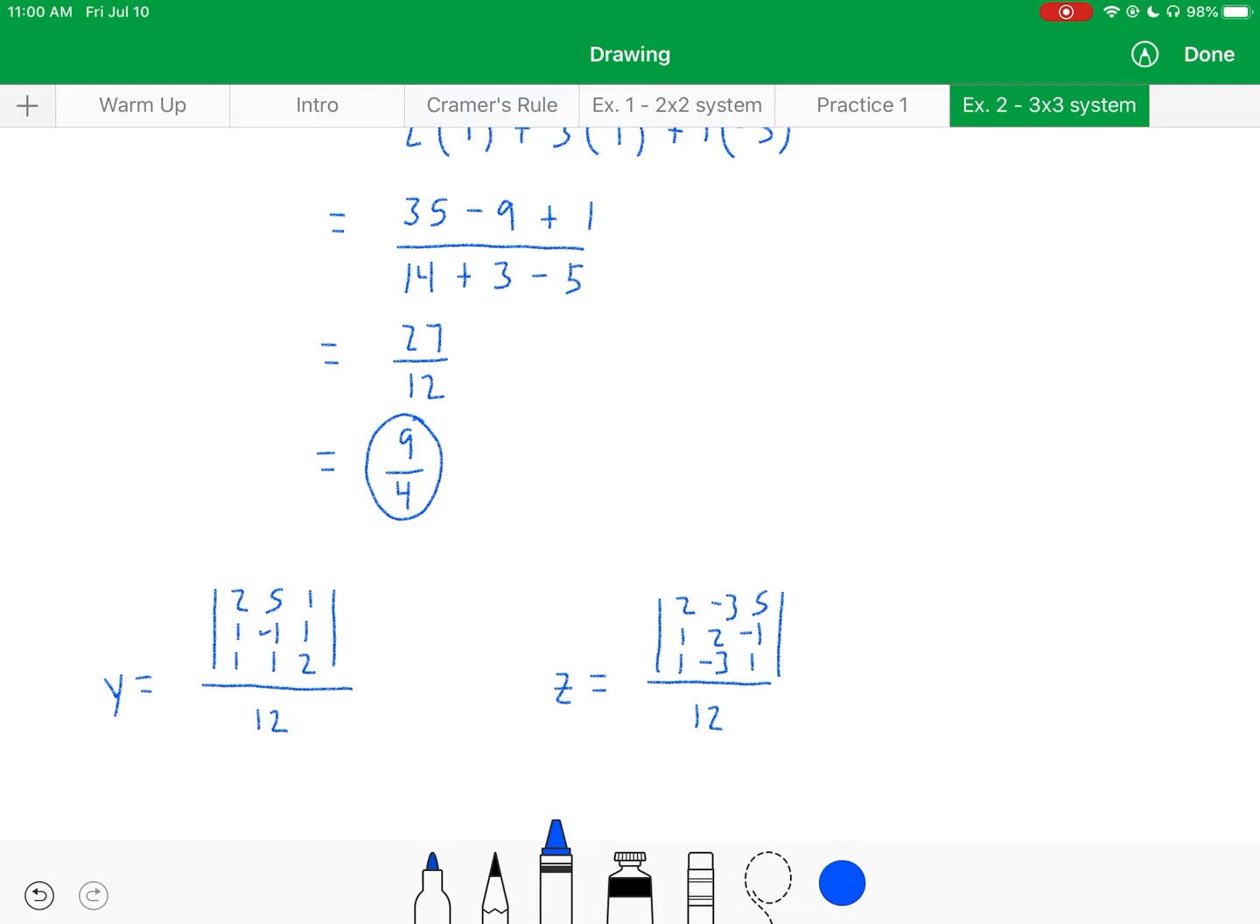Okay. So again, I'm not going to evaluate those just to keep the video a little bit shorter here, but you certainly could simplify those numerators just like we did for the numerator of x, and then you'd have your overall solution to the entire system. Okay.